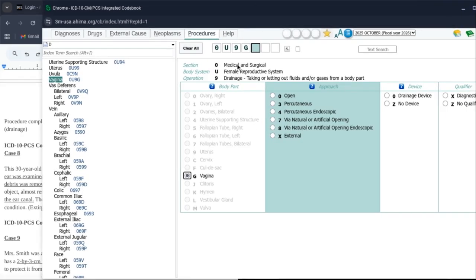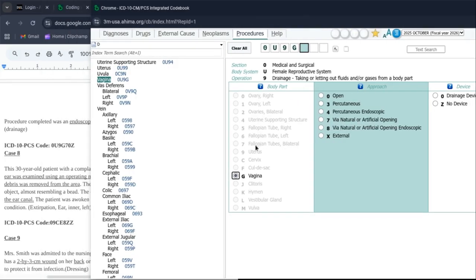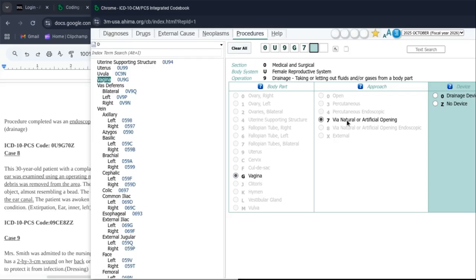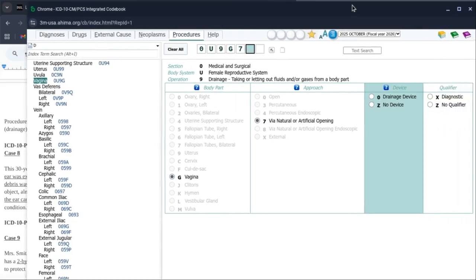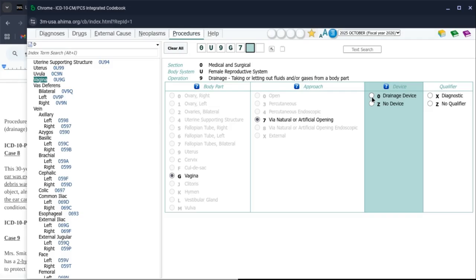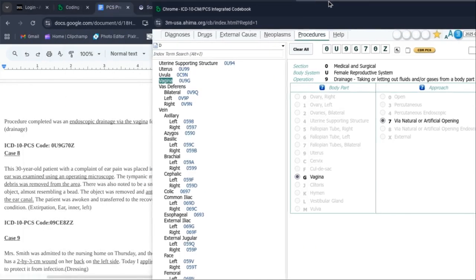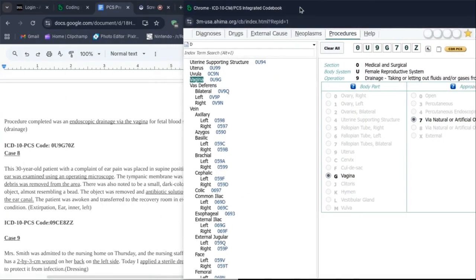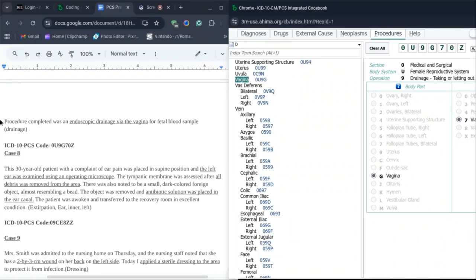Moving over, we have the section being 0, medical and surgical, the body system being U, female reproductive system, the root operation or main term being drainage, which is a 9. The body part in this case being the vagina gives us a G. The approach was, I believe, yes, via natural or artificial opening, not endoscopic, since we are doing something. We are not just looking. The device in this case would be the drainage device itself, giving us a 0, and there is no qualifier. That means the code is 0U9G70Z.